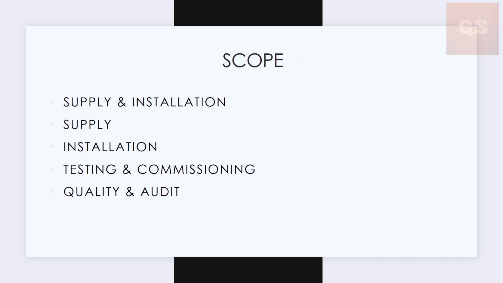The first is the scope. Scope means whether as a contractor we are supplying and installing a particular item, or whether it is just supply. Sometimes the scope will be to just supply a particular item, and the installation will be carried out by some specialist contractor. Sometimes it will be just installation. That item will be supplied by the client, and as a contractor your scope of work will be just installing that item. Then it can also be just testing and commissioning of that item. Again, it can also be just auditing and quality checking of a particular item. So understand the scope of the item first.